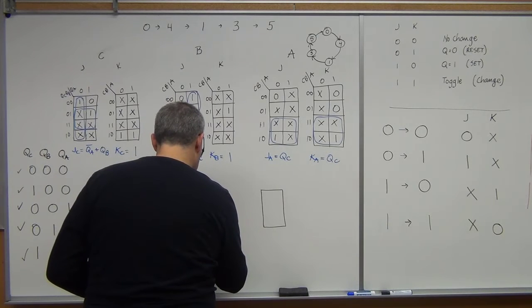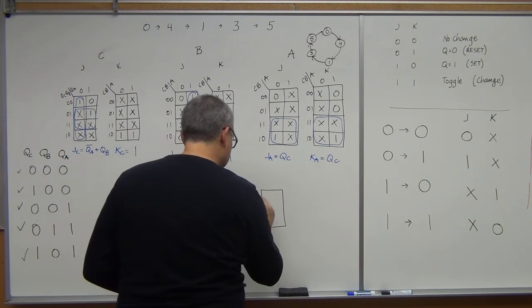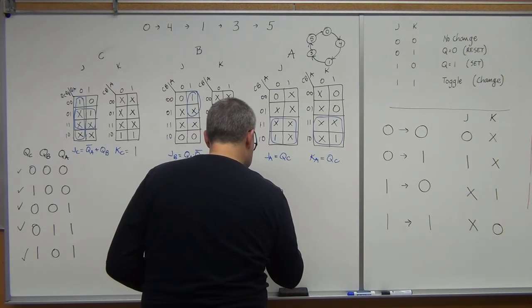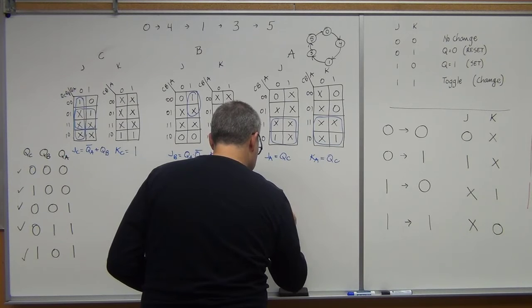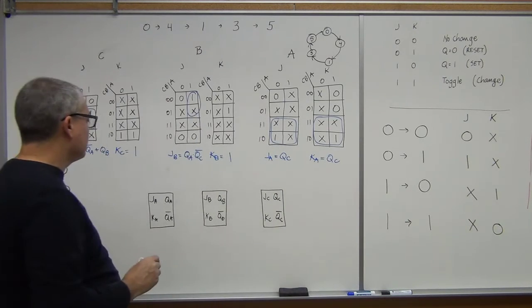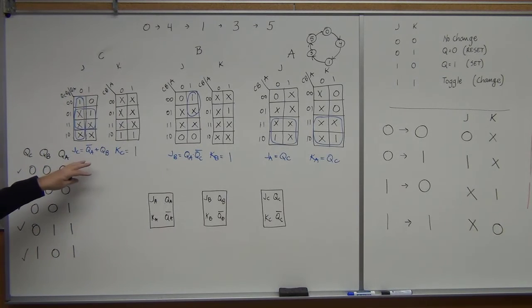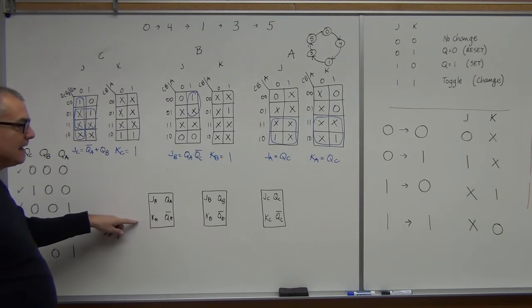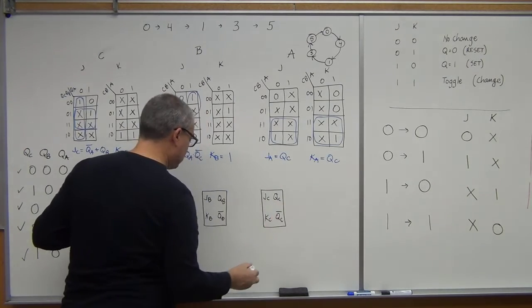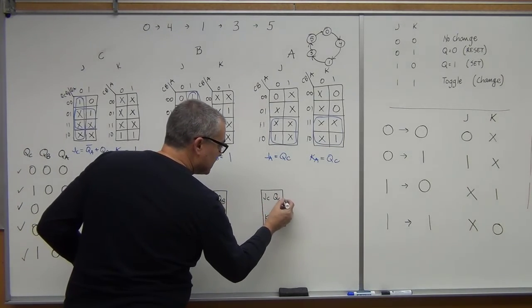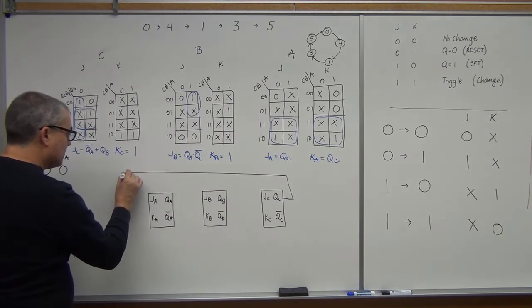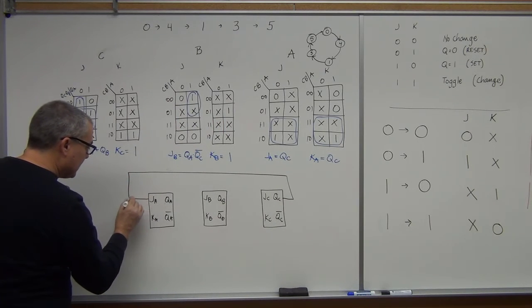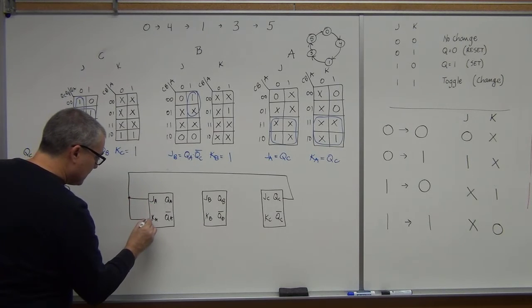QB, QB naught. And this is JC, QC, QC naught. And now all you have to do is take what we did in the Karnaugh maps and just wire it up as we've determined here. So for example, JA and KA, they both hook up right to QC. So we're going to take QC and wire it up to both JA and KA.